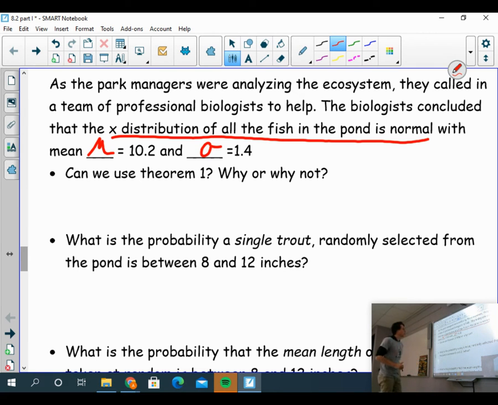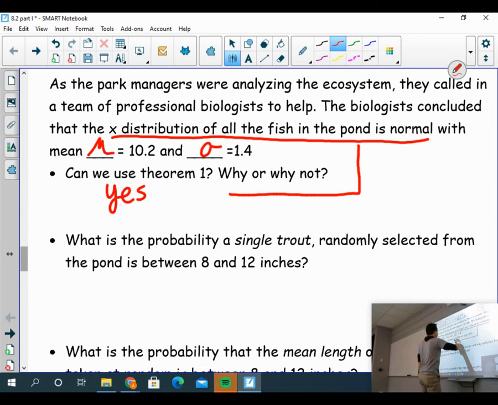Well, the answer I hope you come up with is a resounding yes. I hope while you paused the video, you looked back at theorem 1 and you recognized that the whole premise of theorem 1 is if the population's normal, the distribution of sample means is normal. Our prompt here tells us the X distribution of all the fish in the pond is normal. The population's normal is what is underlined in red is telling us. Therefore, since the population's normal, the distribution of sample means will be normal, and we're applying theorem 1.